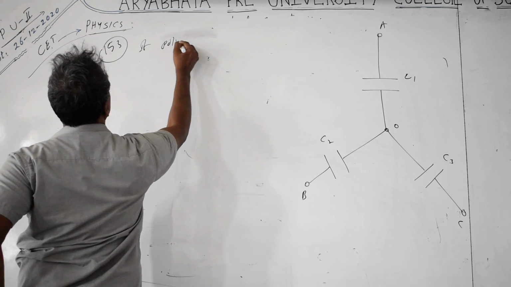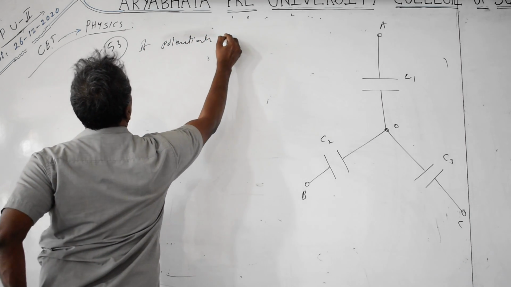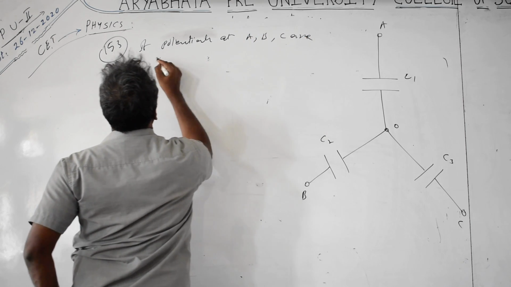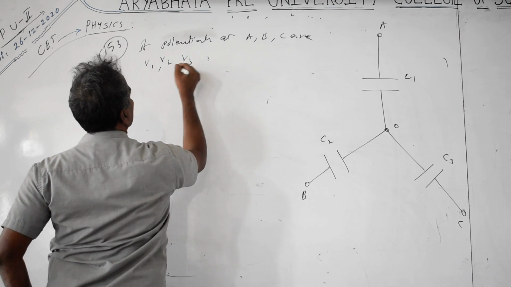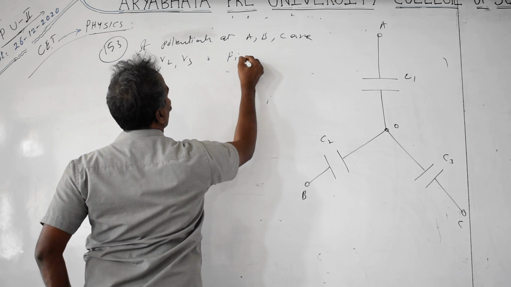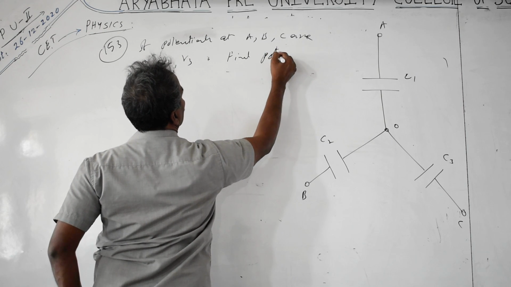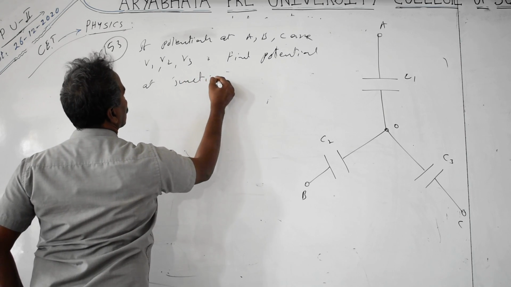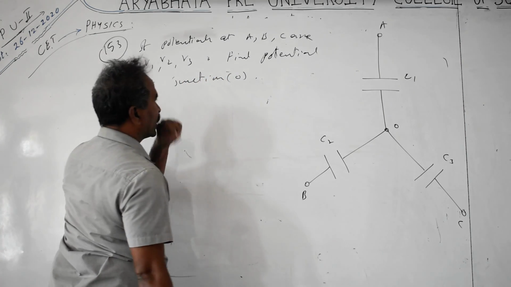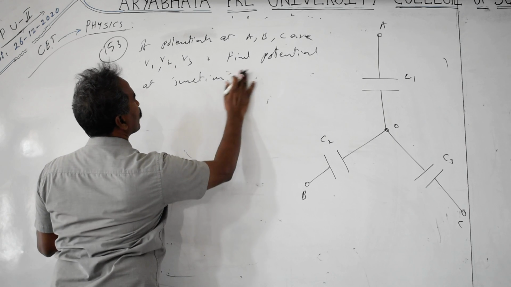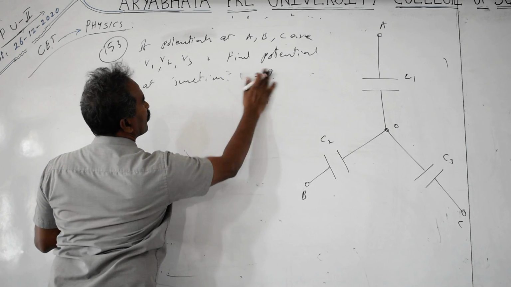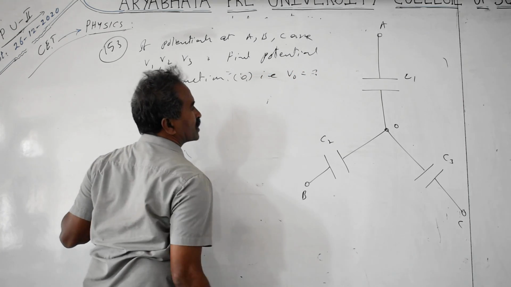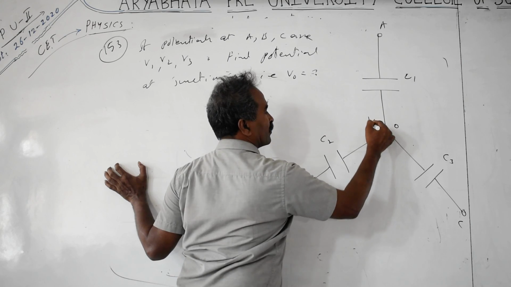If potentials at A, B, C are V1, V2, V3 respectively, find the potential at junction O. VO we have to find out. That is, VO equal to how much? So I will take this potential at this point as VO.